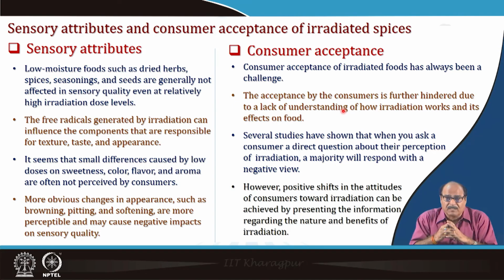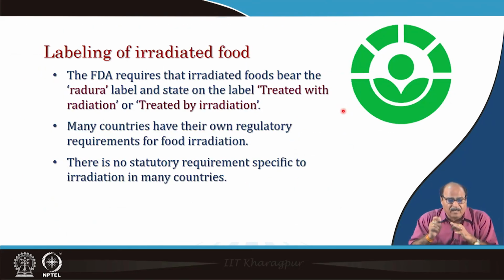The acceptance of the consumer is further hindered due to the lack of understanding of how the irradiation has been done. So, at least for this reason, now many countries have recommended it as a processing method, including India. In our country, irradiation is officially permitted and it is being used for the irradiation of spices, fruits, vegetables, etc.